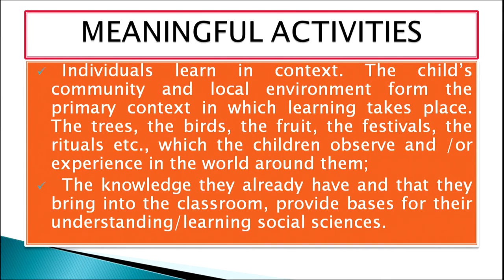What is the meaning here? Avoid the activities which are not meaningful, which are vague, which are not necessary. So, participation in useful, relevant and culturally responsive activities makes the learning better. Individuals learn in context. The child's community and local environment form the primary context in which learning takes place: the trees, the birds, the fruit, the festivals, the rituals, which the children observe or experience in the world around them, make a long-lasting impact. The knowledge they already have and bring into the classroom provides the basis for their understanding and learning of the social sciences.